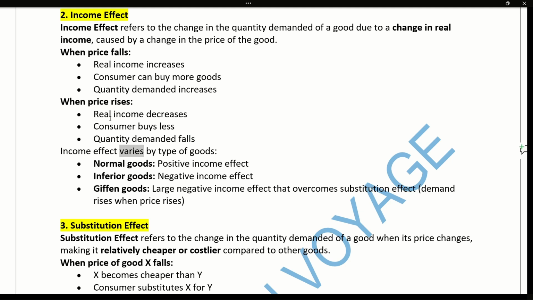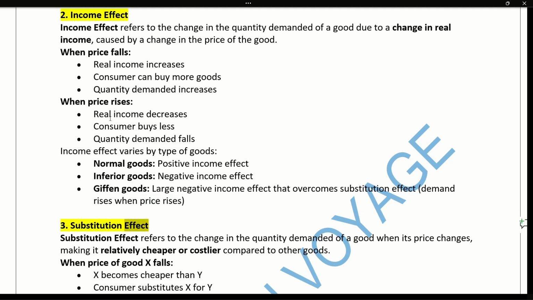Income effect varies by type of goods. Normal goods: positive income effect. Inferior goods: negative income effect. Giffen goods: large negative income effect that overcomes substitution effect, so demand rises when price rises.